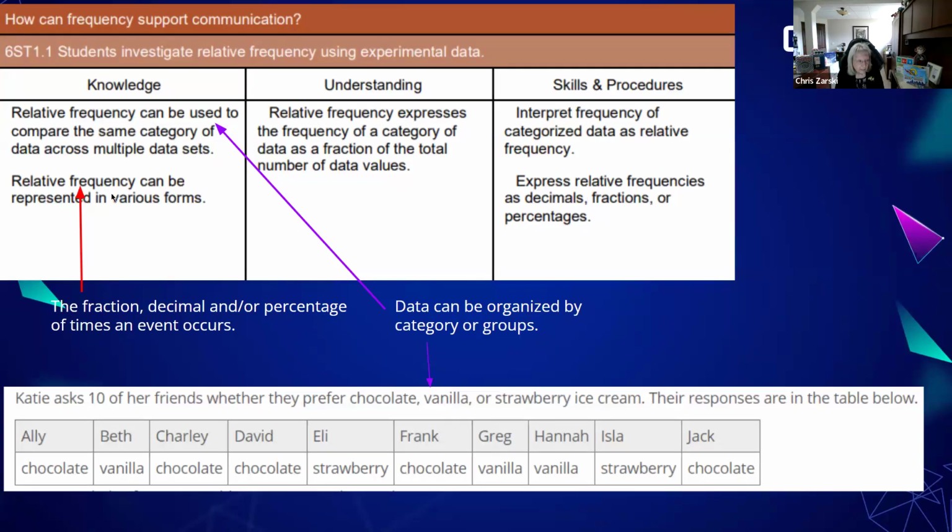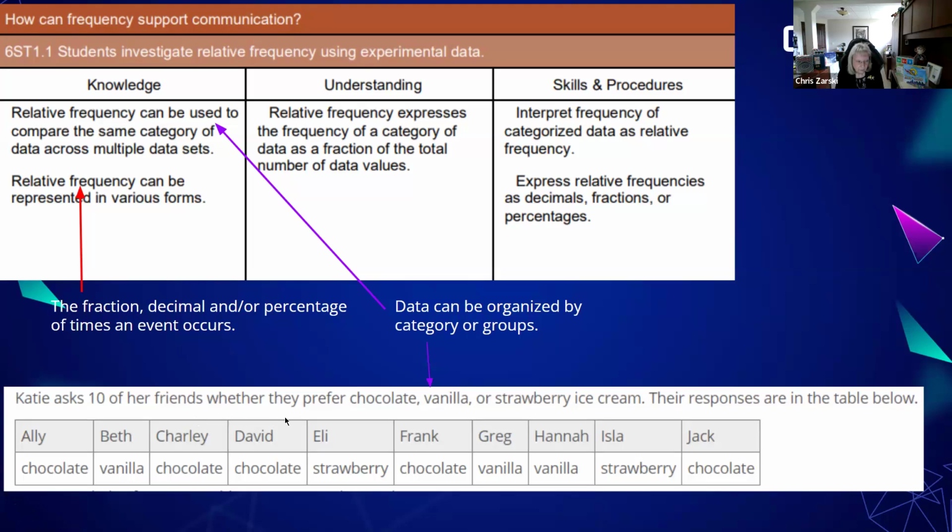So relative frequency can be represented in a number of different ways. One of them could be a fraction form, one could be a decimal form, one could be a percentage form. Data can be organized into groups or categories. So in this case, let's just look at the question first so we know where we're going.